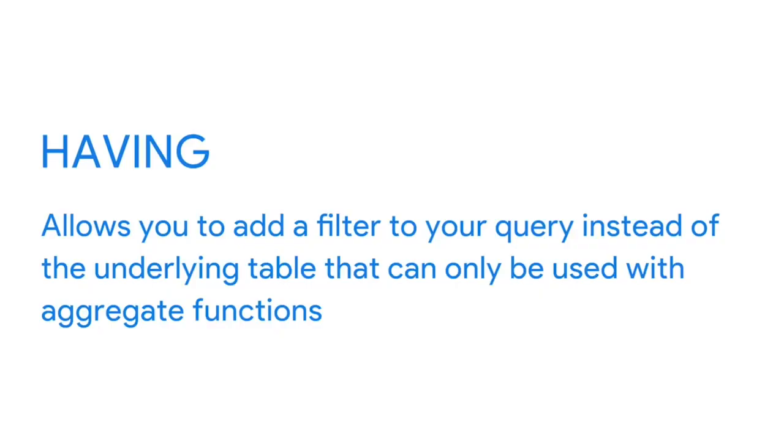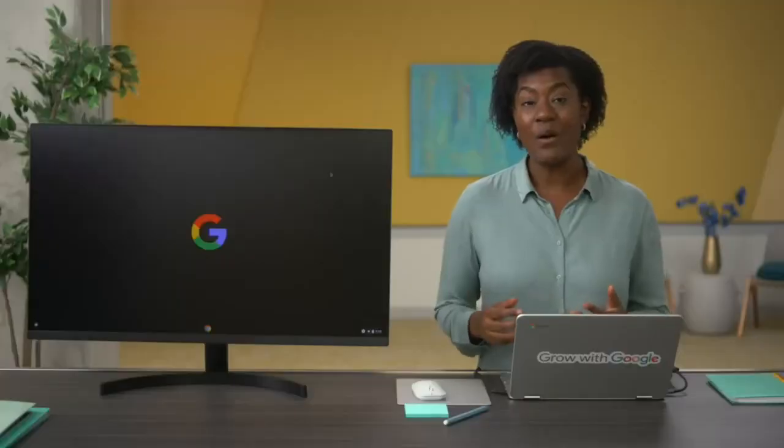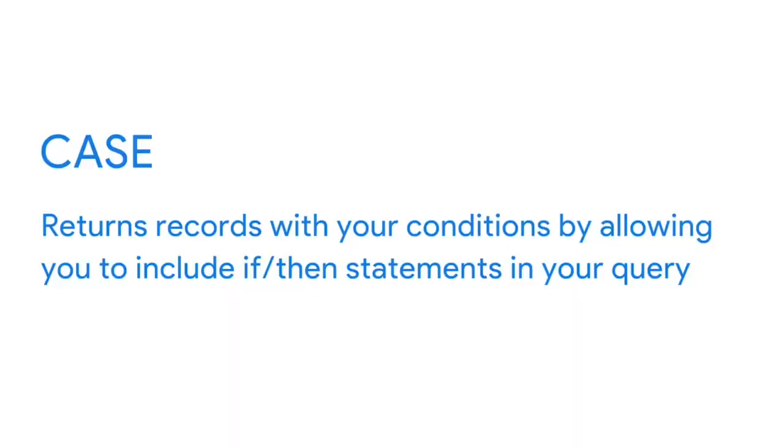Let's get started. We've used functions like where to filter our data before, but the where function can't be used with aggregate functions. For example, you can use where on a statement and follow it with group by. But when you want to use group by first and then use where on that output, you'll need a different function. This is where having comes in. Having basically allows you to add a filter to your query instead of the underlying table when you're working with aggregate functions. That way, it only returns records that meet your specific conditions. Similarly, case returns records with your conditions by allowing you to include if/then statements in your query.